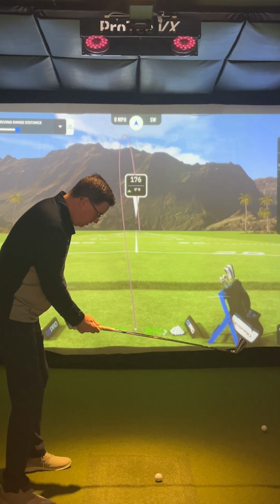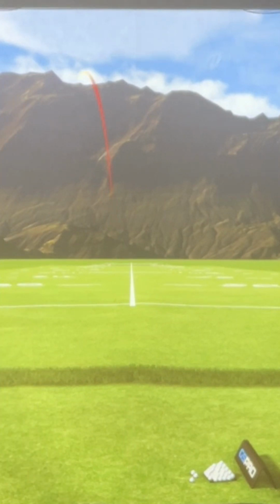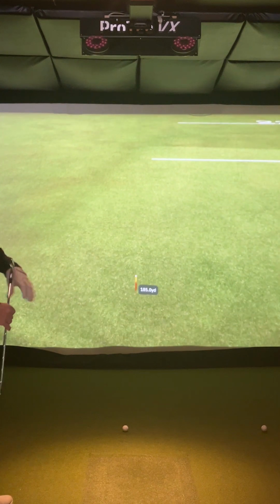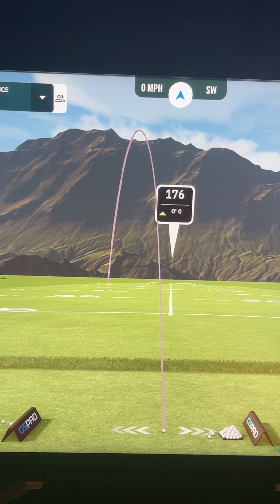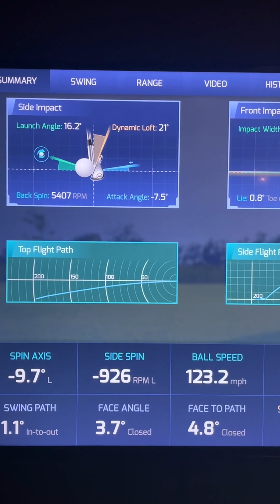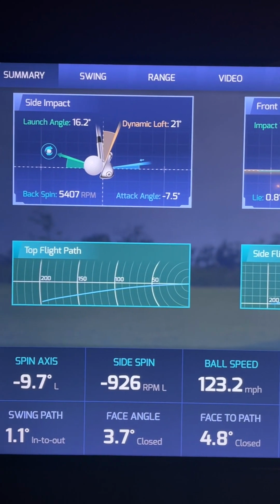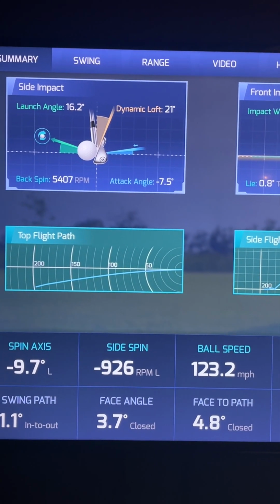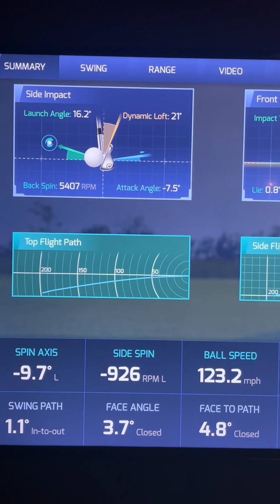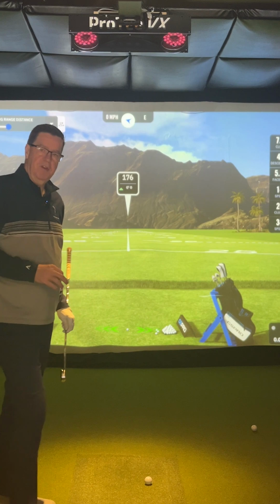So closed club face, inside out. And there we go. That's not a draw. Ball's now almost off the fairway. It moved away from the target line. Here's my shot shape. Ball moving away from where I want it to go. And here are my numbers. My face, 3.7 closed. That's closed to the target line. My swing path, inside out. Now my face to path is more than the face. So the ball is going left and staying left. That's no good.